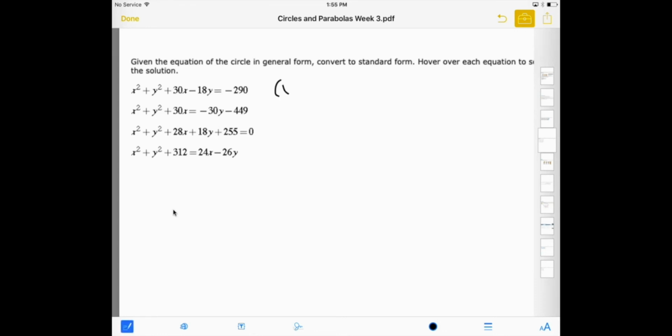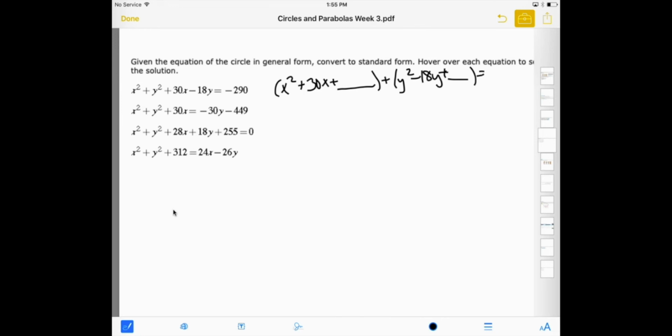Let me know if you need help with any of the other ones, 3 through 6, but I just moved on to the next part, which is given the equation in general form, convert to standard form. So the first thing you see me doing here is grouping all the x's together and all the y's together, and we're going to do the process known as completing the square.